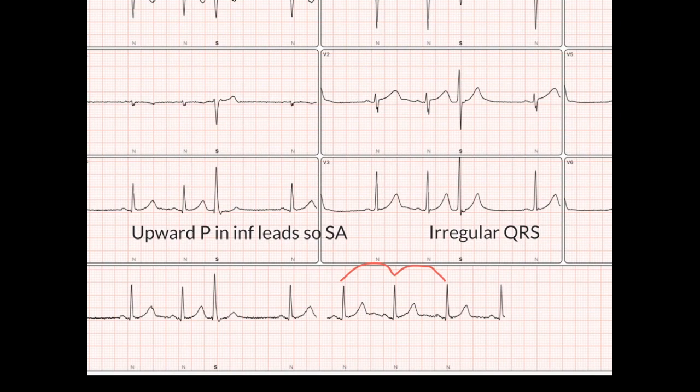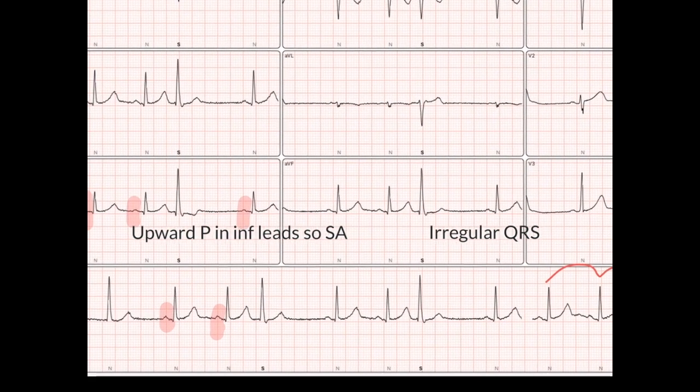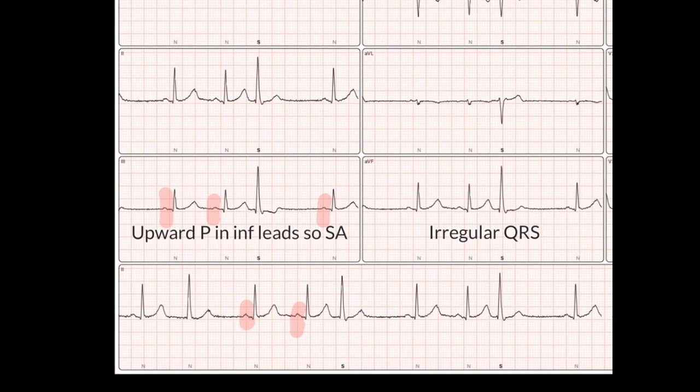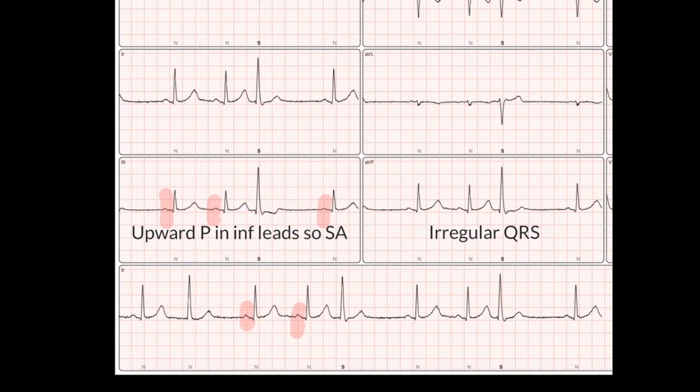So let's look back at the original leads, and when we look closer, we can see that there are a couple QRS complexes that come early without a proper P wave. And then we notice that after these, there is a prolonged time period before the next P wave.